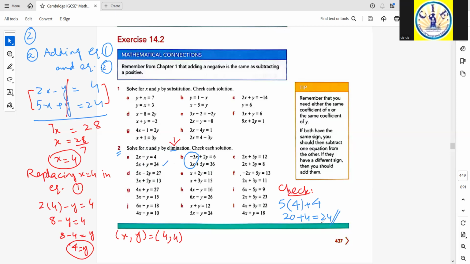Okay, now for part B, for example, you see their coefficients are the same with opposite signs. So we again would be adding them up. Instead of part B, if I do part C, now I will be subtracting them.